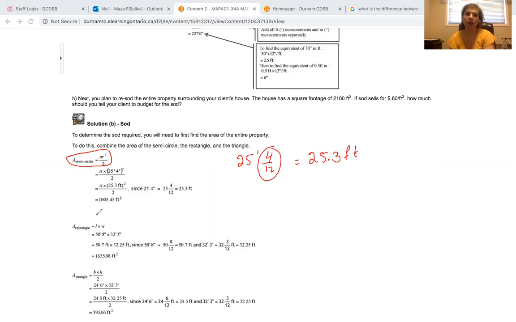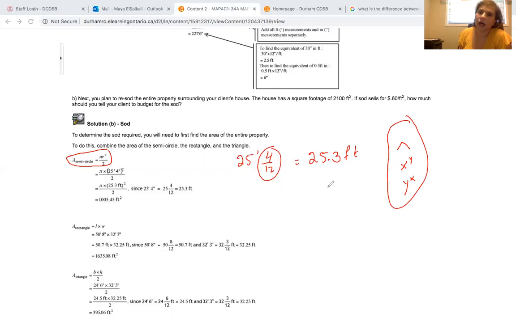You can do pi times, open bracket, 25.3, close bracket, to the power of 2. If you don't know what the power looks like in your calculator, remember, the power looks like a hat, or it could look like x to the power of y, or y to the power of x. One of these symbols on your calculator will be your power. Or you can also find a square button, which squares when you press it.